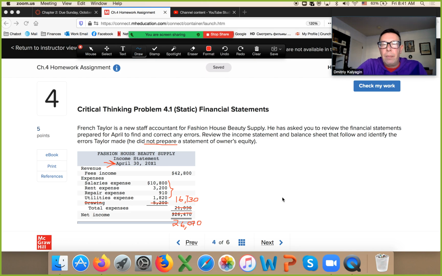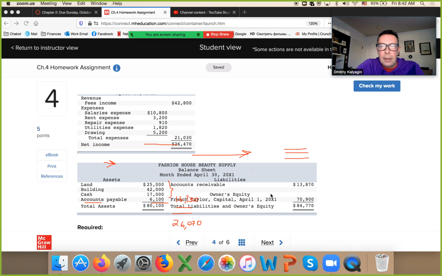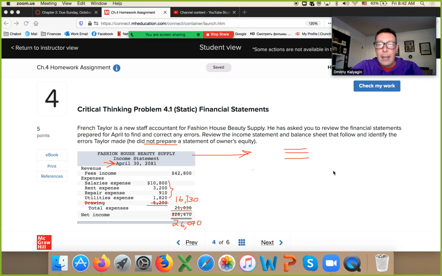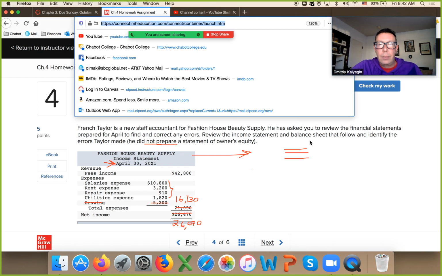The next statement we need to prepare is going to be the statement of owner's equity. And so you have 3 lines, name of the company, just like this, right? Fashion House Beauty Supply, statement of owner's equity, and the period of time. And then you say capital. So let me scroll down here. So capital is listed, French Taylor capital in the beginning of the month is wrongfully put on the balance sheet. So this $70,900 capital is the first line of the statement of owner's equity.